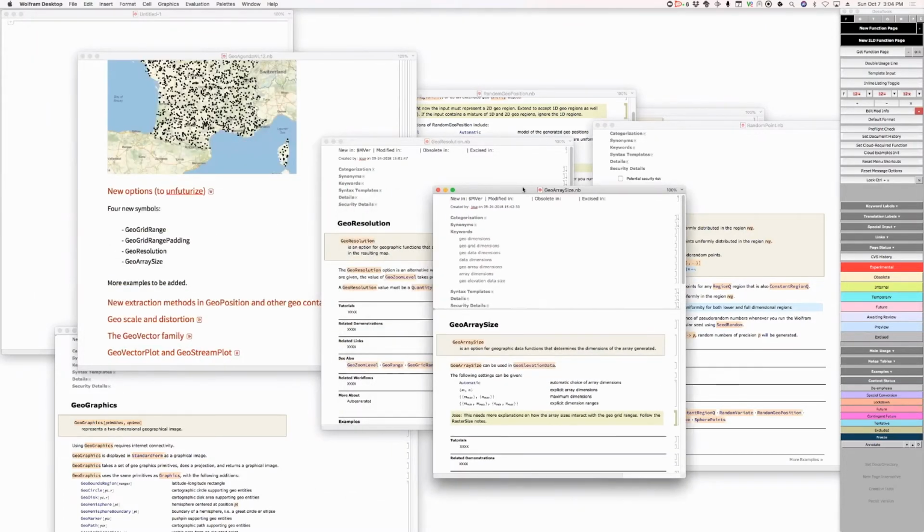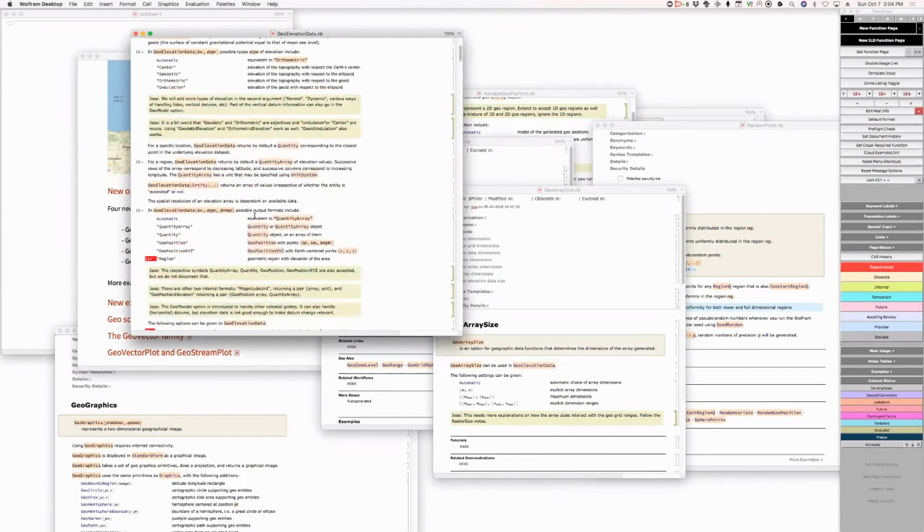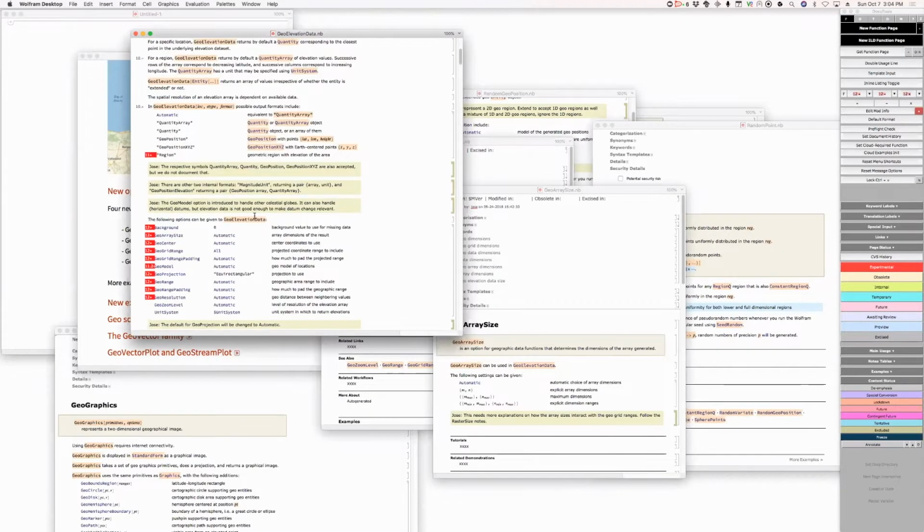Now, so geo array size is now an option in geo elevation data, for example. Yes, and in fact, it's the only function that currently has that. But I'm going to try to export it to the geomagnetic model data, etc. So you see how many new options this one got.